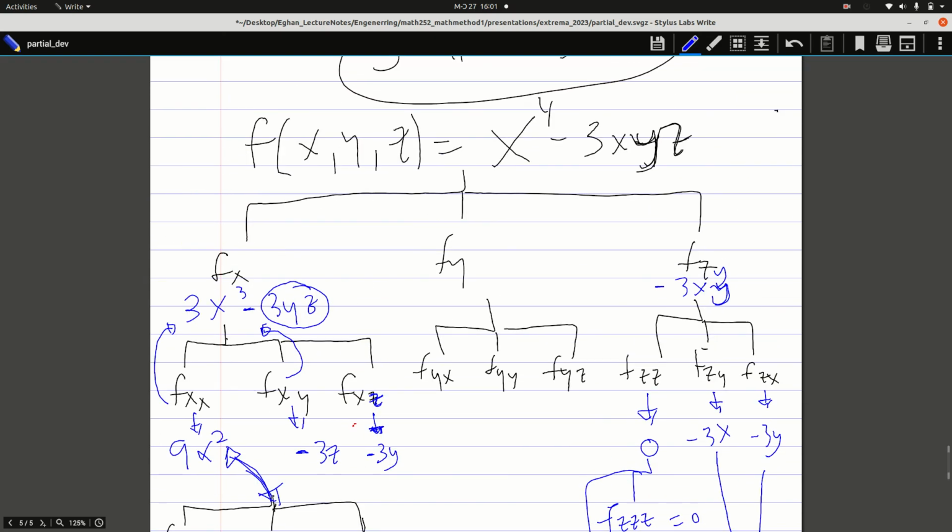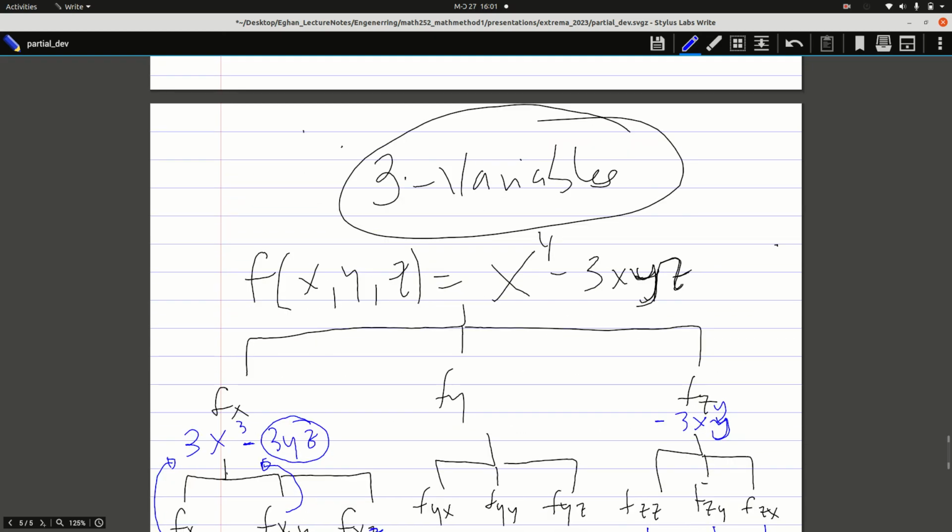This is how the partial derivatives work. So I hope you take your time and go through the videos on partial derivatives and then take more examples on that. Thank you.